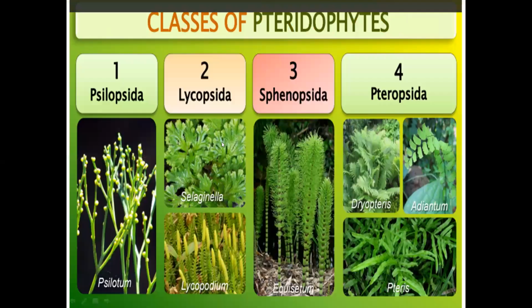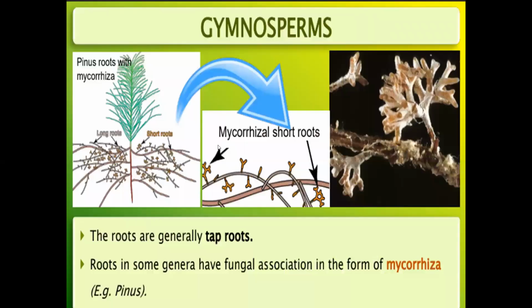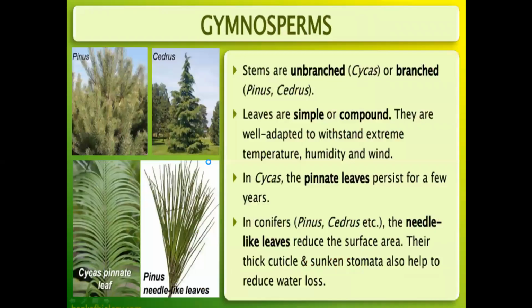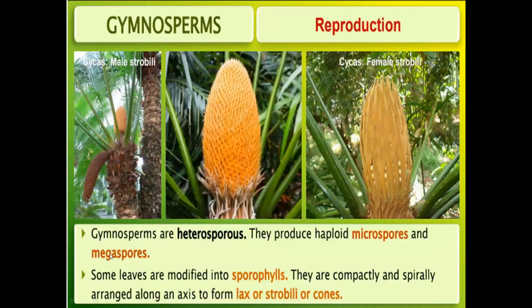We finished gymnosperm today. So, strobili is there. This is strobili. Gymnosperms are heterosporous. Hetero means two different types of spores are produced: microspore and megaspore. Micro means always small, and it is male, and mega will always be female. Big is always female, small is always male. Microspores will be male, megaspores are female.